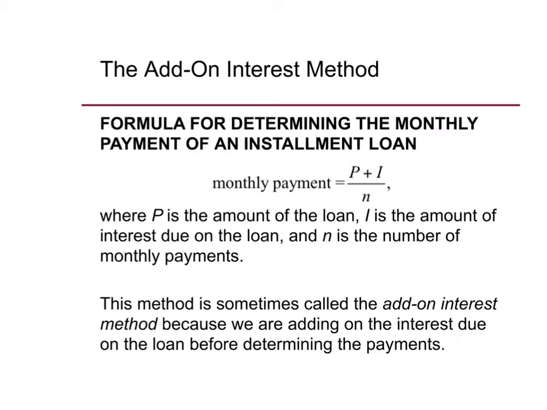The way that we find our monthly payment is essentially a formula: P plus I, over N. P is the principal, the amount that you're taking out. I is your interest. We're going to find that using the simple interest formula, I equals PRT. And then you add and divide by N, where N is your number of payments. That's going to give you the monthly payment that you have to make on that loan.